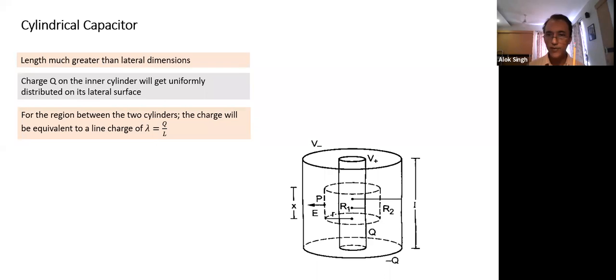To find capacitance, we have given a charge plus Q to the inner shell, and minus Q to the outer shell. To find the potential difference between the positive conductor and the negative conductor, I need the field in the region between the two shells. This field between the two shells is equivalent to the field created by a line charge. Have you understood why it can be treated as a line charge?